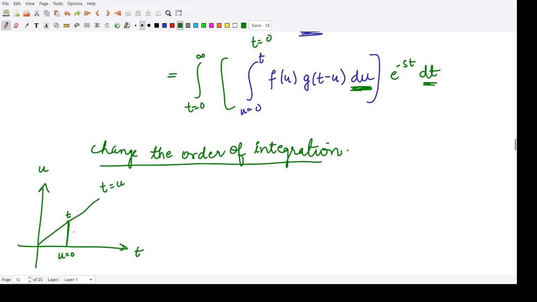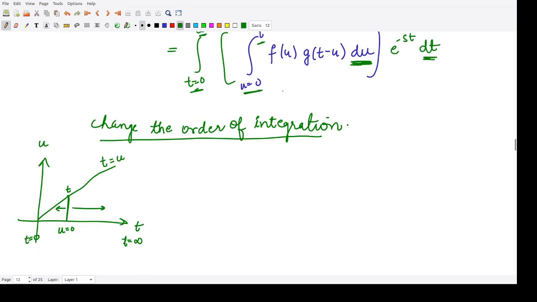Now suppose you are painting this whole region. What you will do is move this vertical line to this side until the whole region is covered. That means you will move this vertical stick from t equal to 0 to the point t equal to infinity until it is covered. So those were your previous limits: u varying from 0 to t, and t varying from 0 to infinity.